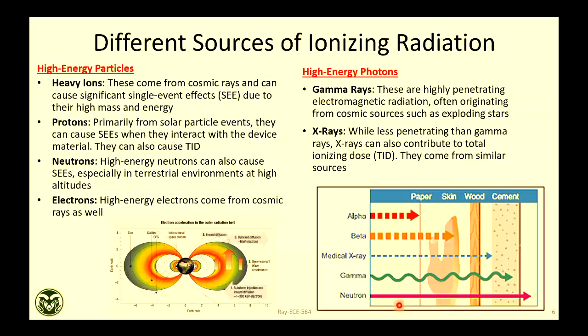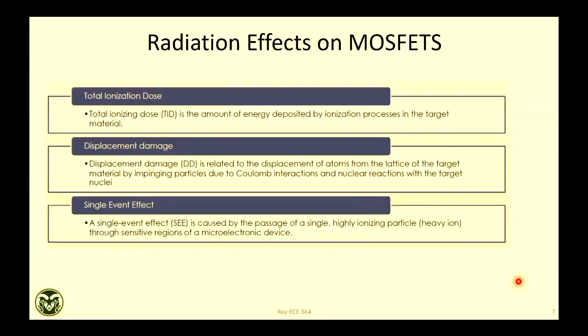So even high energy gamma rays, for example, go through not only skin, but wood, cement, everywhere, right? So that's the strength of those ionizing particles. Now, in terms of electronics, these are the three main important effects that we'll be talking about, that it causes in terms of electronics.